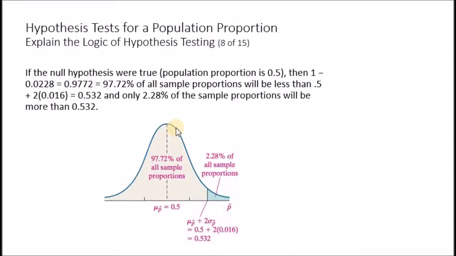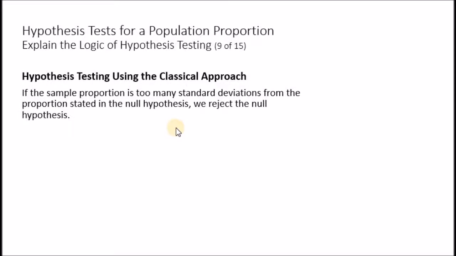In this chapter, we will learn how to use the classical approach to test the hypothesis, and we will use the p-value approach to test our hypothesis. Using the classical approach, if the sample proportion is too many standard deviations from the proportion stated in the null hypothesis, we reject the null hypothesis.